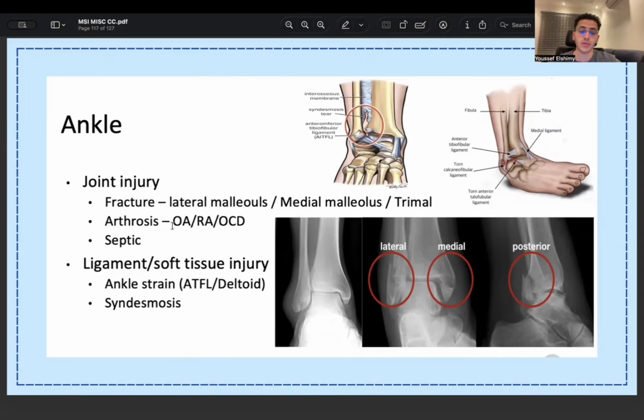We could also have arthrosis, things like osteoarthritis, rheumatoid arthritis, as well as OCD lesions. It could be septic, and we could also have ligament injury, things like ankle strain, which affects, in that case, the ATFL, which affects the lateral aspect, or the deltoid, which affects the medial aspect of the ankle, or there could be a tear in the syndesmosis, which is the joint that joins the bones of the tibia and the fibula. And that's all about joint and ligament injuries.